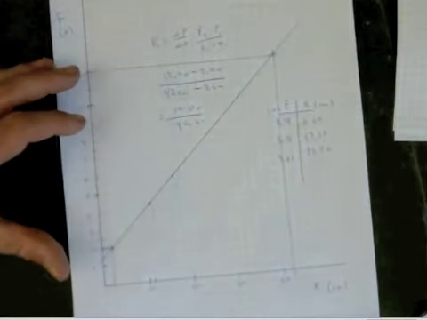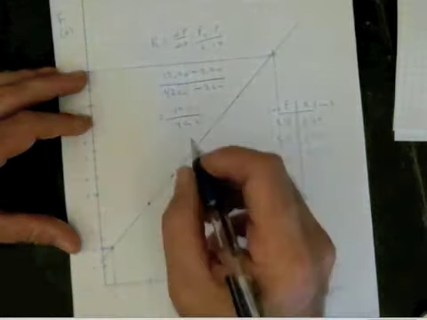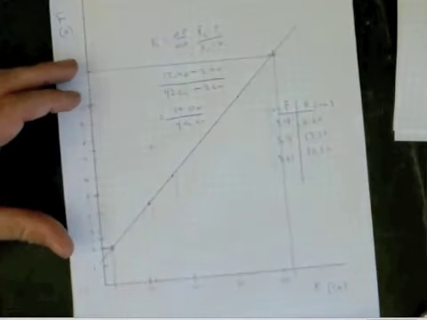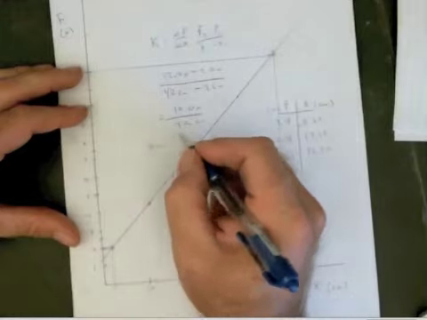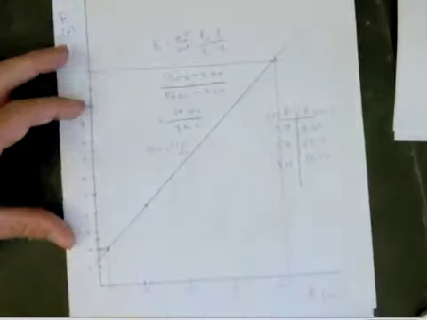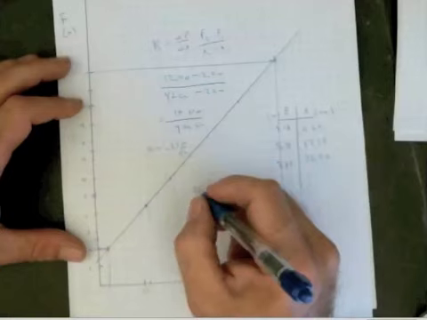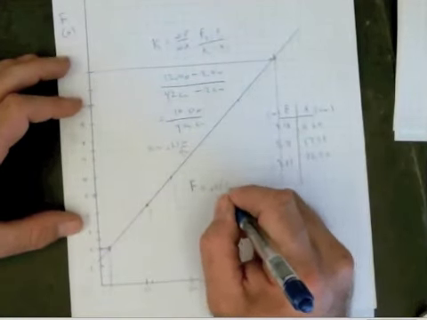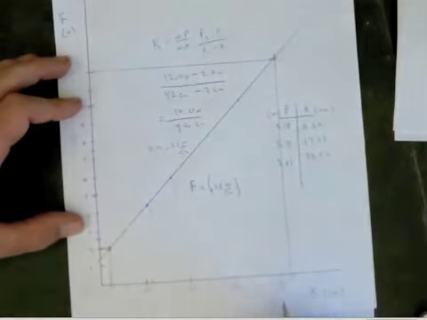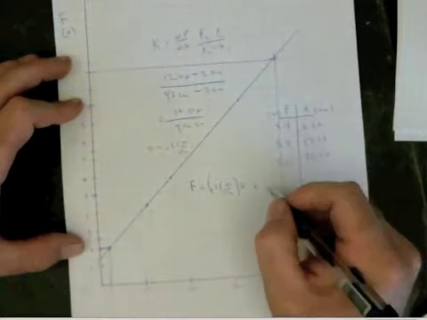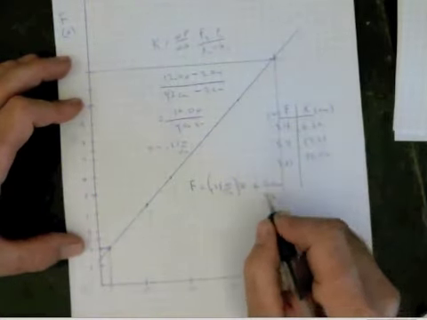Okay, and if I go 10 divided by 40, that's 1/4. So this slope should be with 2 sig figs, 0.25 newtons per centimeter. So the equation of this line is the force equals 0.25 newtons per centimeter times the horizontal axis, which is x, plus this shift of about 2 centimeters, which is a problem.